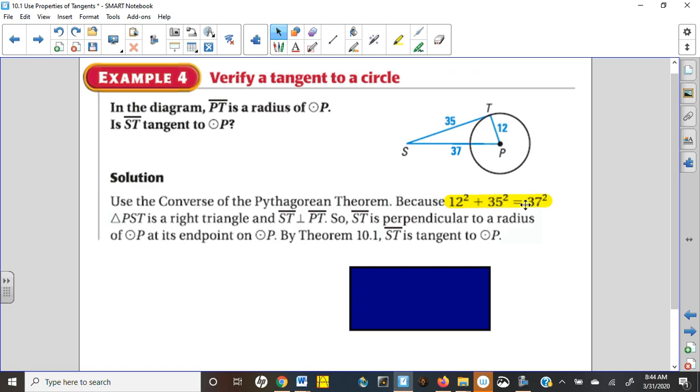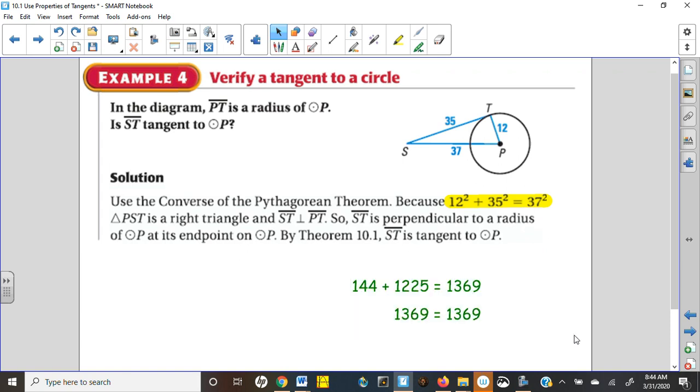Now at this point, I think they're thinking, oh yeah, it's a primitive, so obviously that's true. Now we don't really know that's true, because that's one of the bigger primitives that most of you probably don't have memorized. But if we tested it out, guess what? It's a good deal. So yes, segment ST is a tangent because it is perpendicular to the radius drawn to that point of tangency.